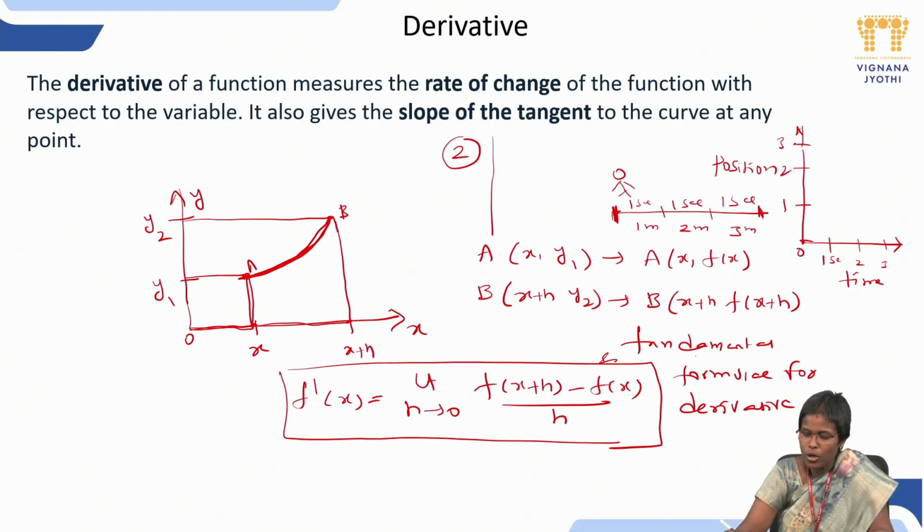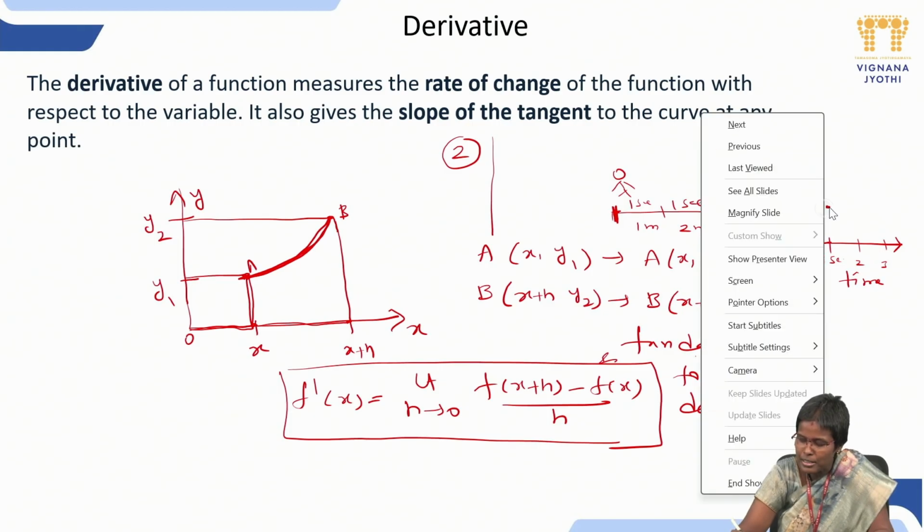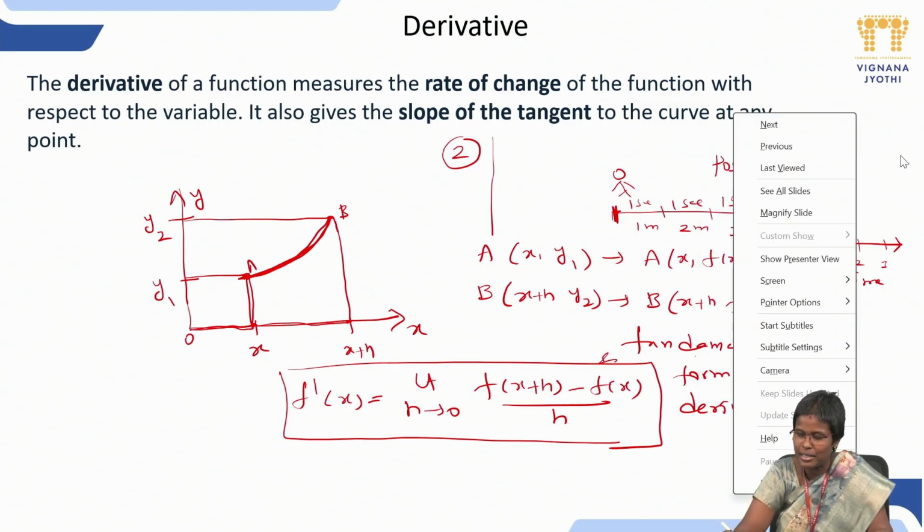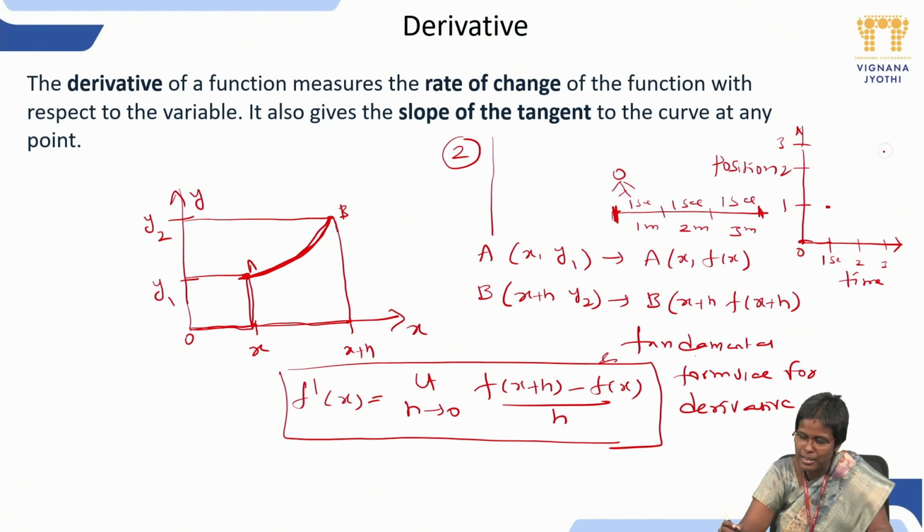Now what I said initially, the person is here. After 1 second, where is the position of the person? This is the position. Again after another second, the person is here. Then the person is here. So this is the position we are going to get.